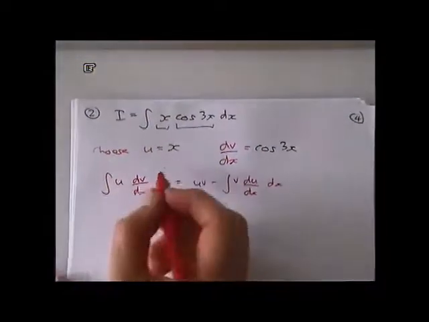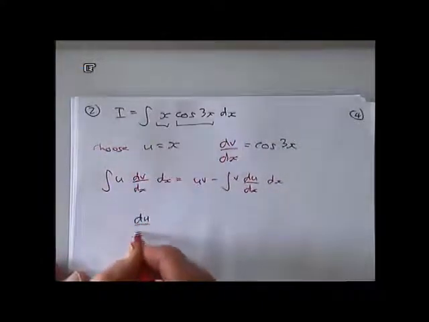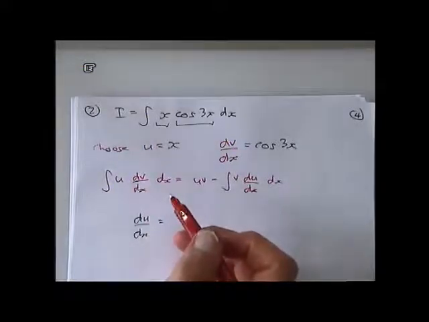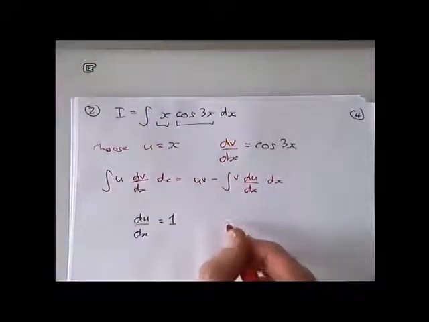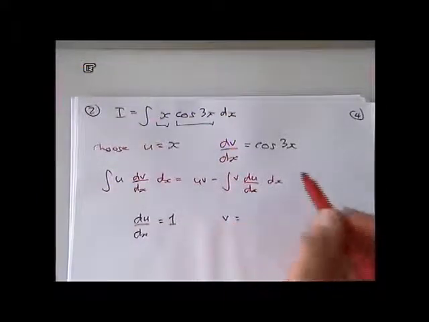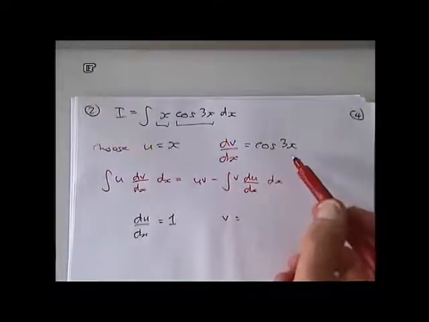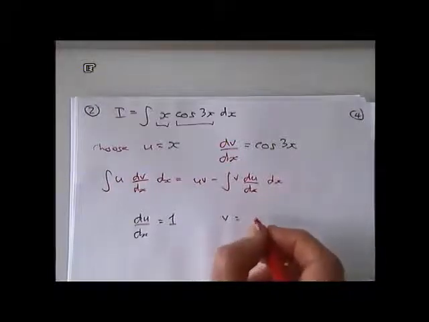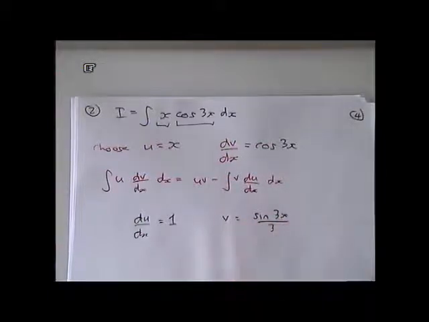So once I've said what these things are, I need to know what du dx is. I need to differentiate my u. Joe, what will du dx be? 1. Yep. And over on this side, I need to find v by integrating my dv dx. Megan, what will my integral of cos 3x be? You can use what we just had a minute ago. Sine 3x over 3. Yes, that's right.